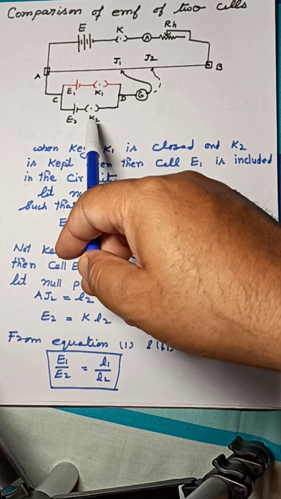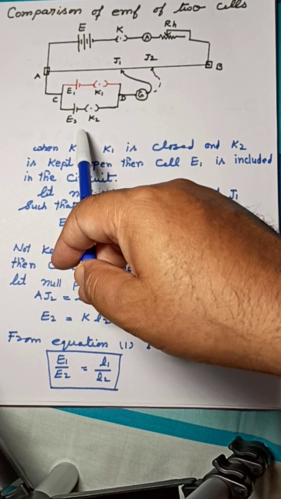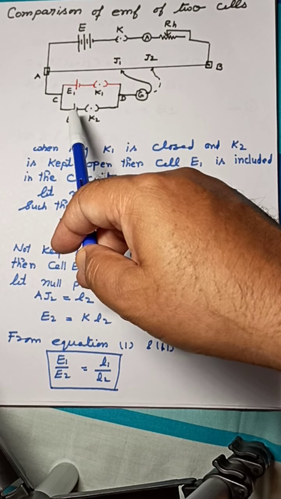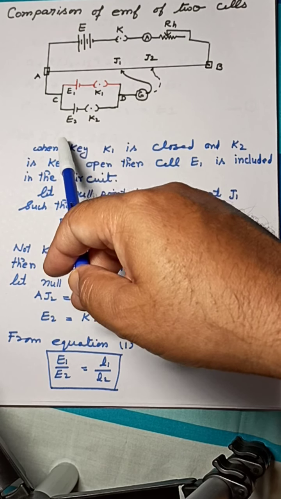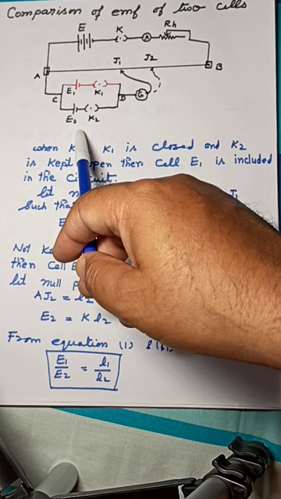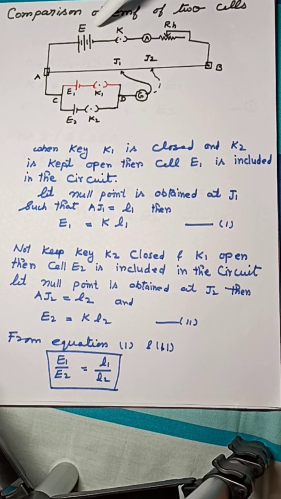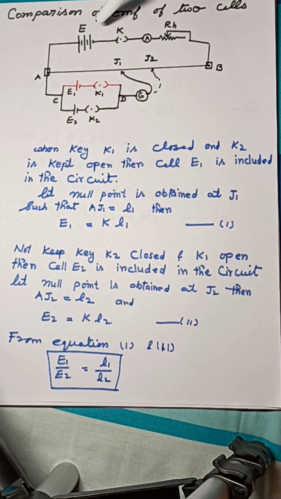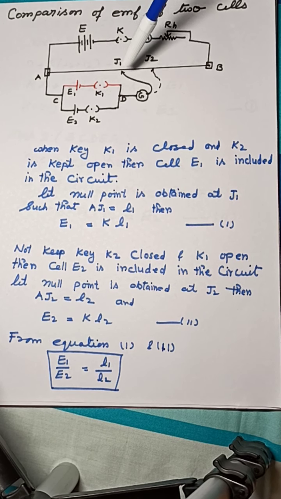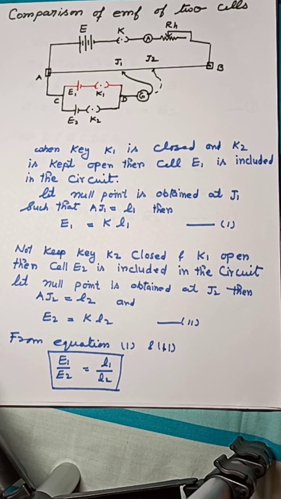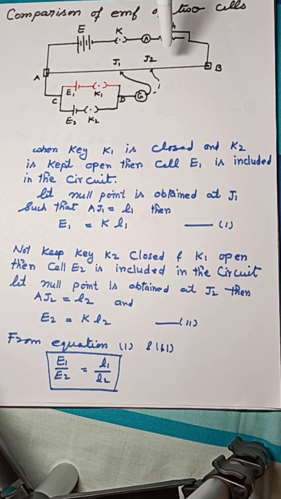During this whole experiment, we must keep in mind that the potential or EMFs of E1 and E2 must be less than the EMF of this cell, that is E. Or in reverse, you can say E should be more than E1 and E2. Okay. Now let us start the working of this circuit.